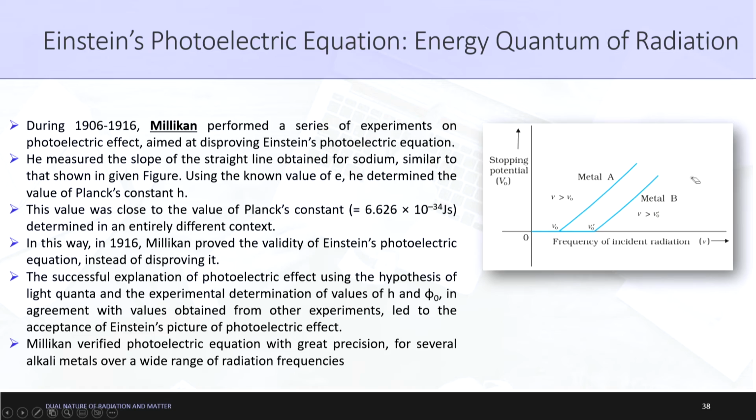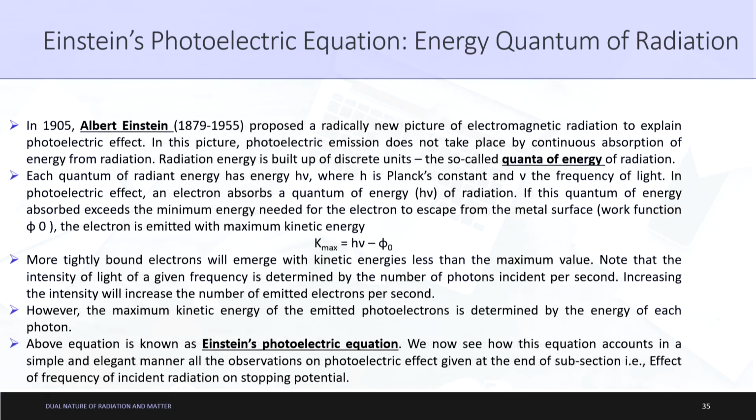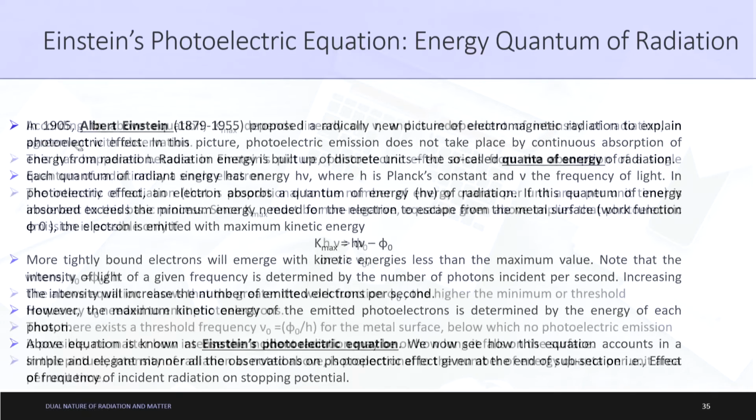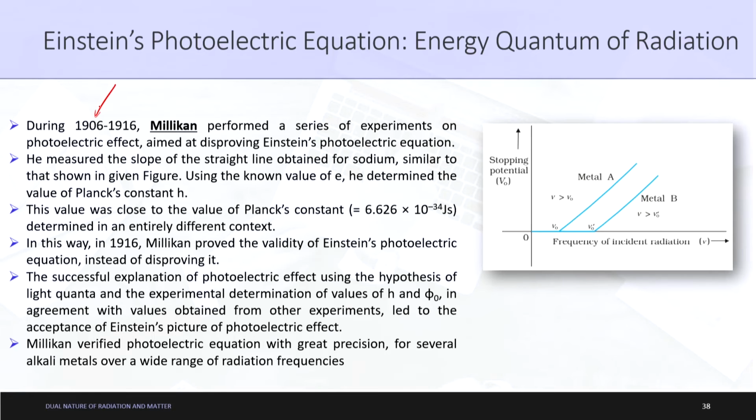Okay, let us move on now. During 1906 to 1916, just look at the timeline also, because it is good to understand that. In 1905 he put forward this complete idea. Then, during 1906 to 1916, Millikan performed a series of experiments on the photoelectric effect aimed at disproving Einstein's photoelectric equation. He was trying to disprove it. So, let us study what is written here.